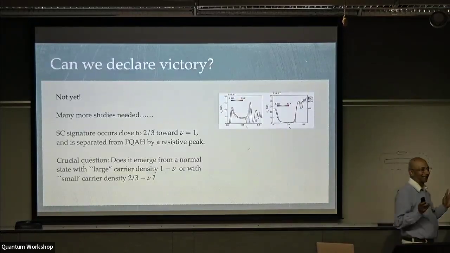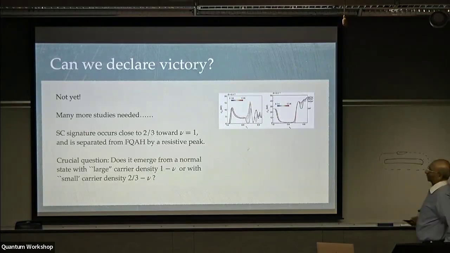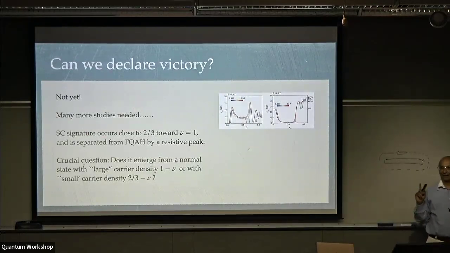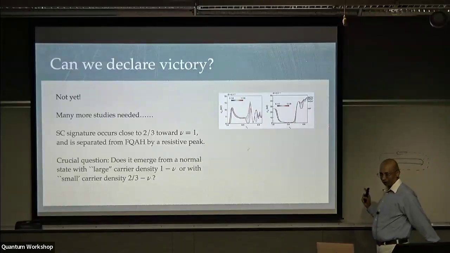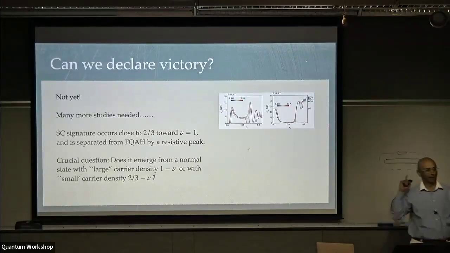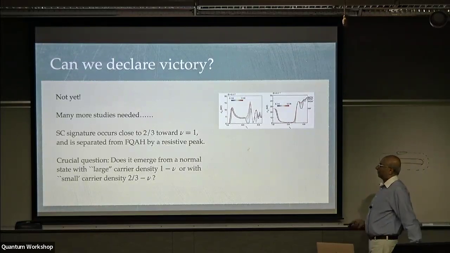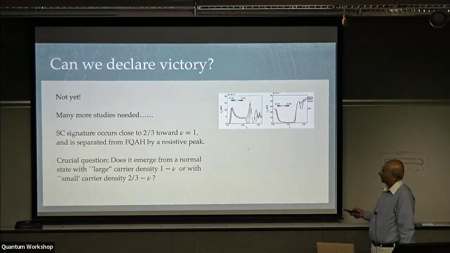So the question is, can we declare victory? It looks like there's a superconductor near the 2/3 fractional quantum Hall state, and I just talked about a theory where you can get such a superconductor. I don't think we can. I think we have to be very, very cautious. First of all, the superconductor itself needs to be reproduced in multiple devices and in multiple groups. I think that's the most basic thing. But even then, there are many other things that need to be studied.